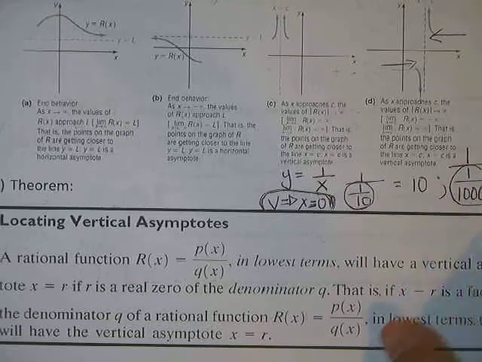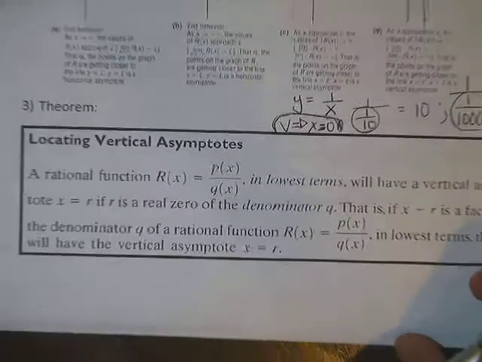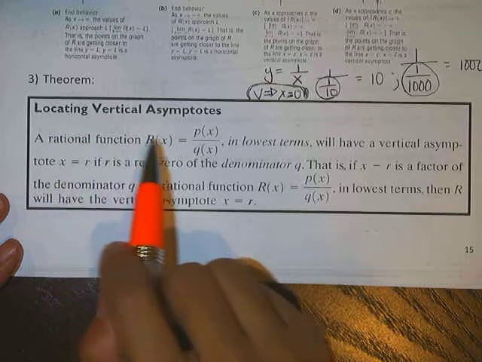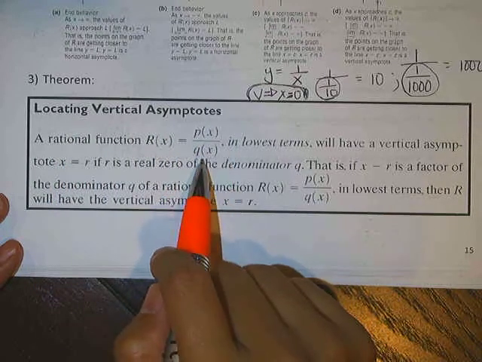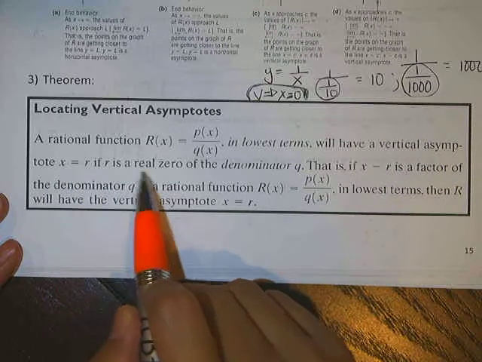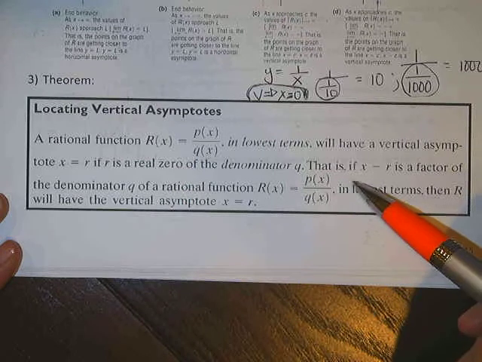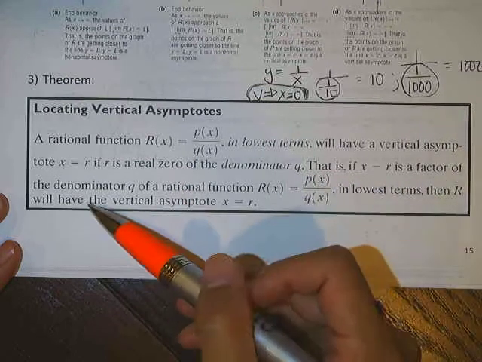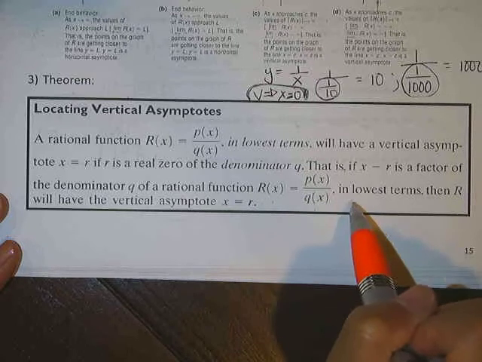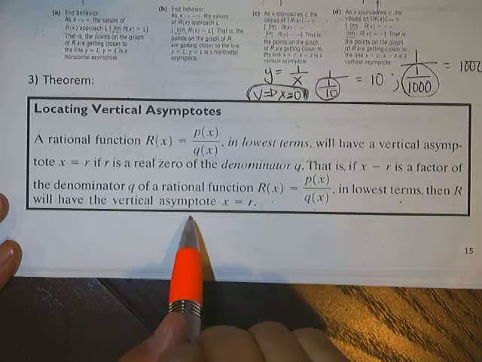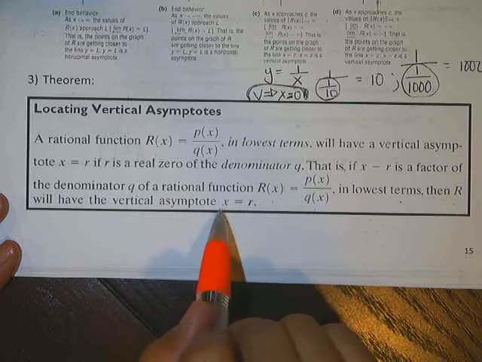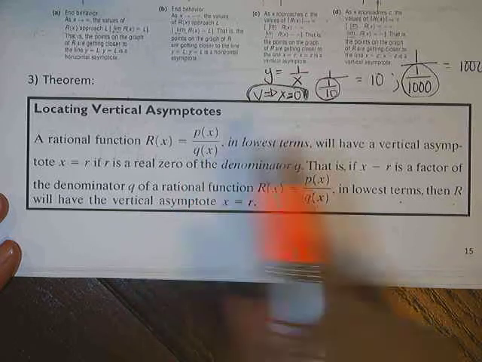All right. So let's read on to more of the vertical asymptotes. A rational function, r of x, this is how we locate, how we find it, equals one polynomial divided by another polynomial. When you reduce it, so that means in lowest terms, we'll have a vertical asymptote x equals r, if r is a real 0 of the denominator. That is, if x minus r is a factor of the denominator, which is q of x here, of the rational function r of x equals p of x divided by q of x. Again, in reduced terms, r will have the vertical asymptote when x equals r. And keep in mind that this is what makes the denominator 0.